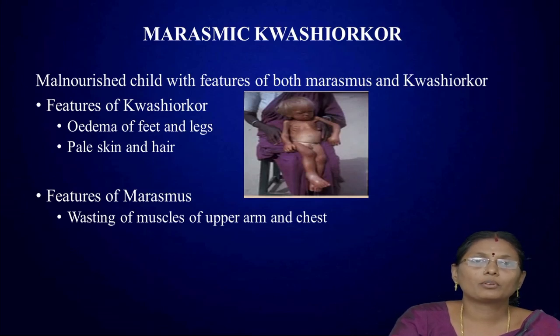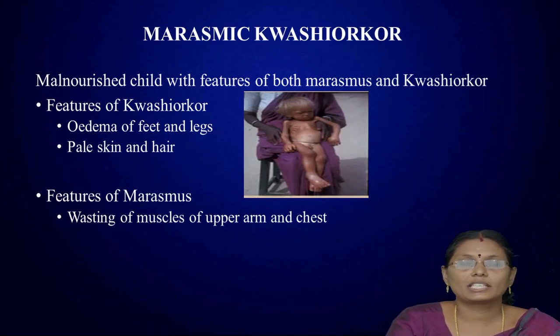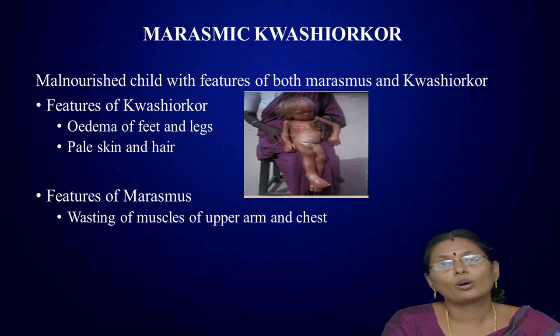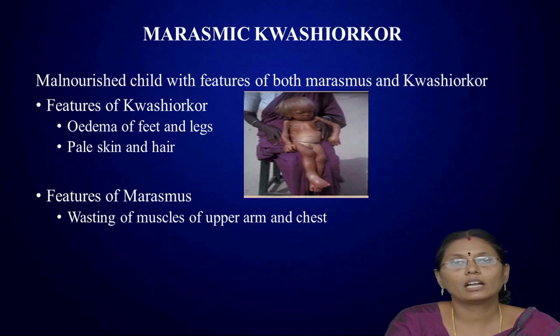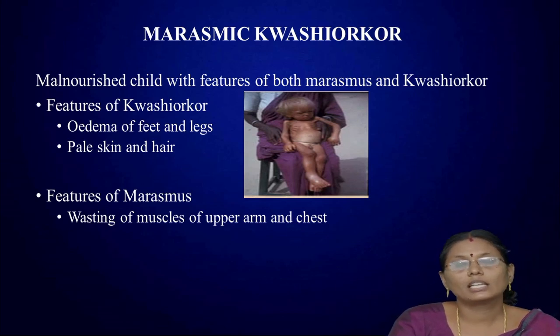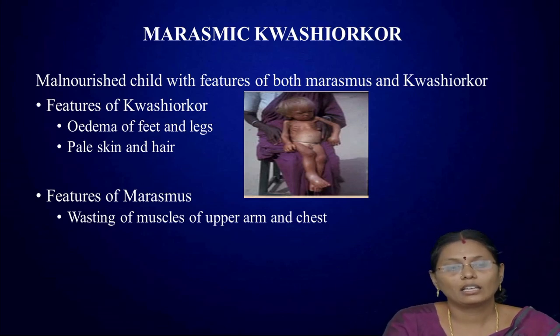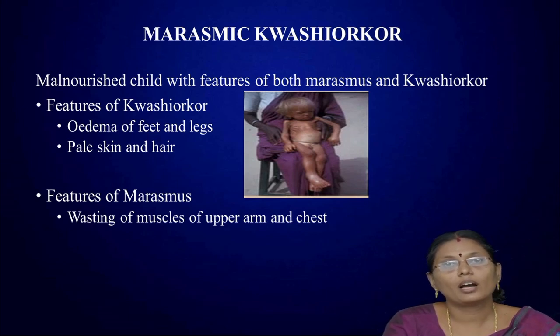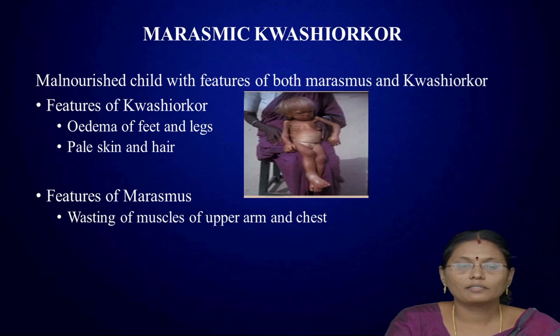Then next we see about marasmic kwashiorkor. The children exhibit the clinical features of both kwashiorkor and marasmus. Clinical features of kwashiorkor: edema occurs in the feet and legs. Features of marasmus: wasting of muscles of the upper arm and chest.